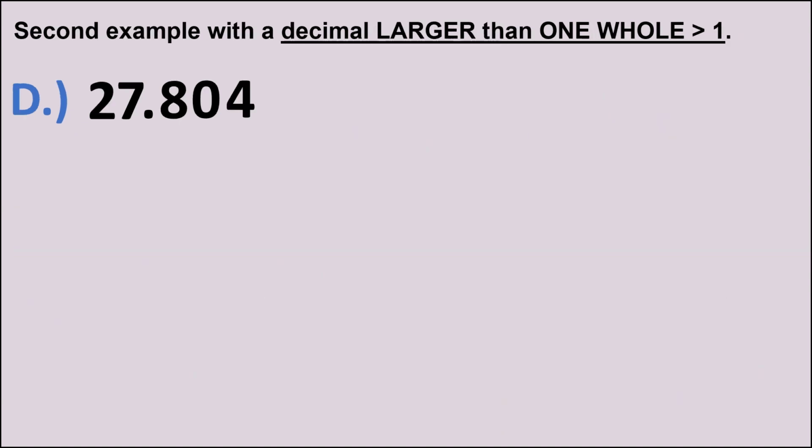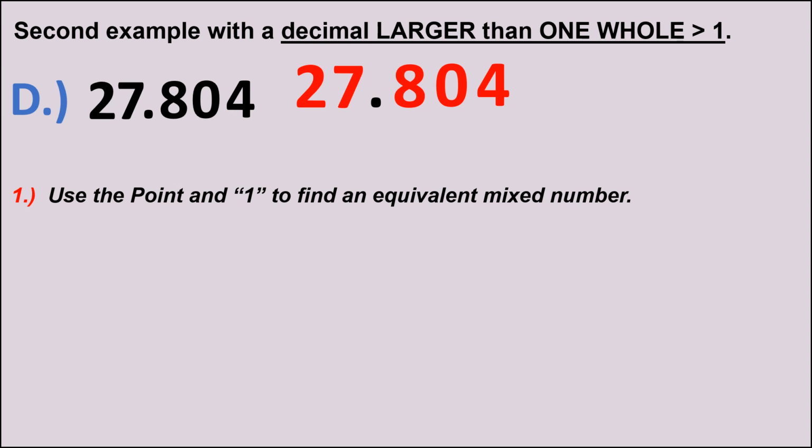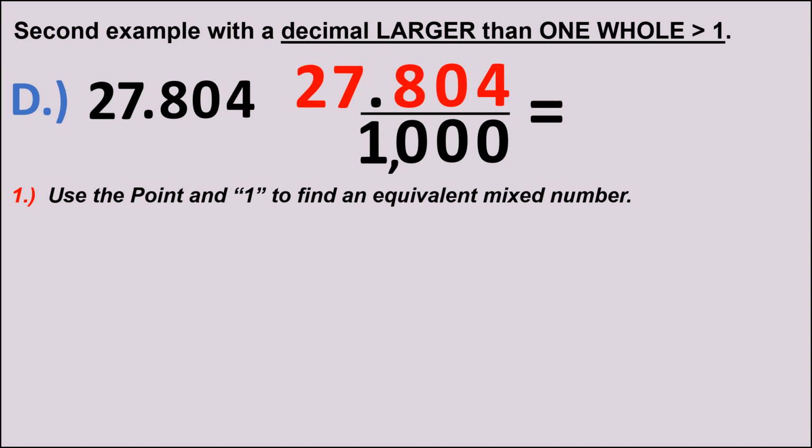One last example of finding an equivalent mixed number from a decimal that is greater than one whole. First, I rewrite my decimal. I use the decimal point. Place a 1 directly under it. Add zeros under the 8, 0, and 4, the numbers to the right of the decimal point, to create a denominator. Add a horizontal line. Add in the equal sign and rewrite the original decimal to create the equality.